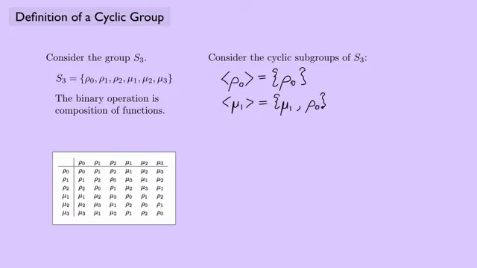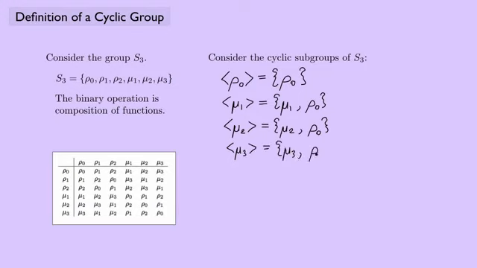And then it would make sense that the same kind of thing would happen for mu2 and mu3. We would expect to have mu2 and then the identity. And then same thing with mu3. We would have mu3 and the identity.